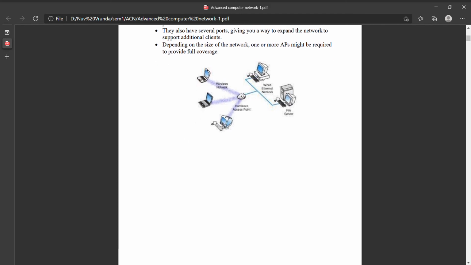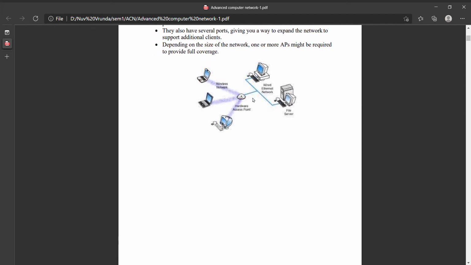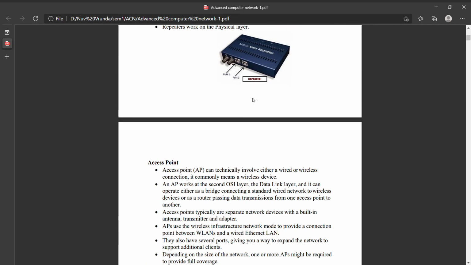Okay, see here how the access point works between a wired Ethernet network and a wireless LAN. Okay. Thank you.